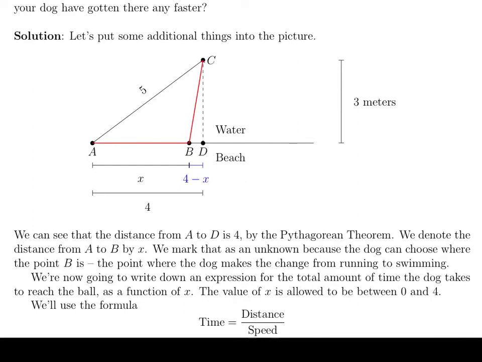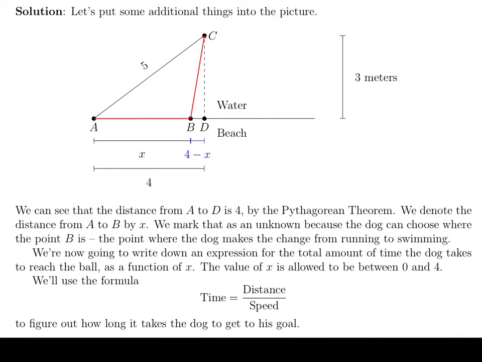So we'll use the formula, time equals distance divided by speed, and we'll use that to figure out how long it takes the dog to get to his goal. We'll end up writing down an expression for the total time it takes the dog to go from point A to B and then to C.